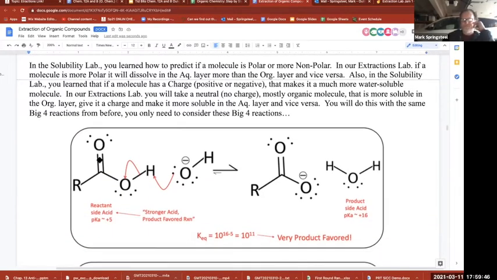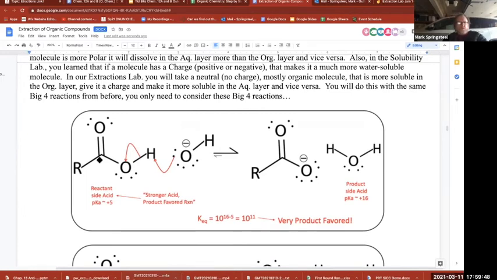Okay, now here we go. Some acid-base stuff. This is one of the biggest concepts we're going to use for extractions, and I already taught it to you in the solubility lab, because it's one of the main things we learn about in lab. If you have a neutral organic molecule, like this carboxylic acid, it has no charge. Is it more soluble or less soluble than its conjugate base with the negative charge in water? Less soluble. This is less soluble in water. With the negative charge, it becomes much more soluble.